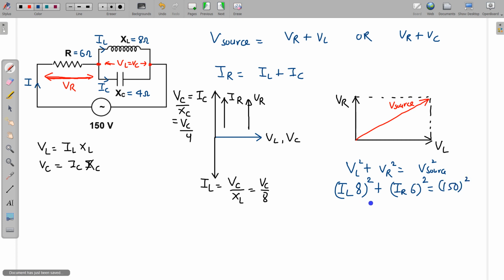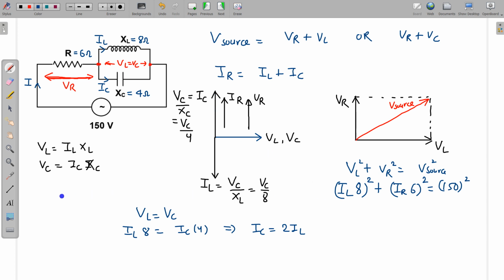Now we have to calculate IL, and from this relation I can write the resultant of currents IC and IL. Also we know that VL is equal to VC. If VL is equal to VC, I can write IL into XL, where XL is 8, and this is IC into 4. So from here I can write IC is equal to twice IL.